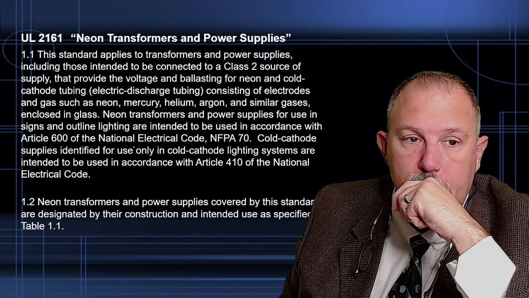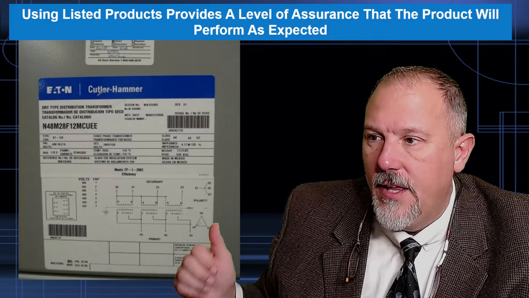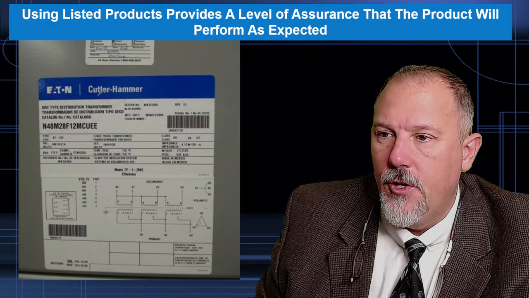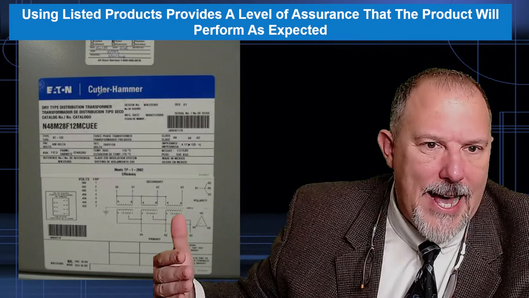Transformers are going to have labels, right? So you'll see on this transformer here, it shows you how it's wired. It shows you delta high and your Y is your secondary. I know it's kind of blurry, but in general, you have a lot of information. You have the manufacturer's information. You've got voltages and the taps, what each of the taps are addressing.